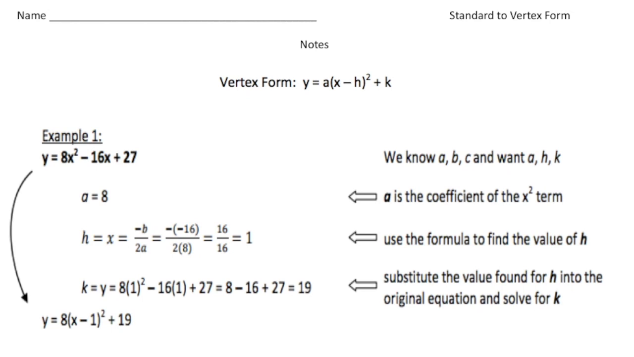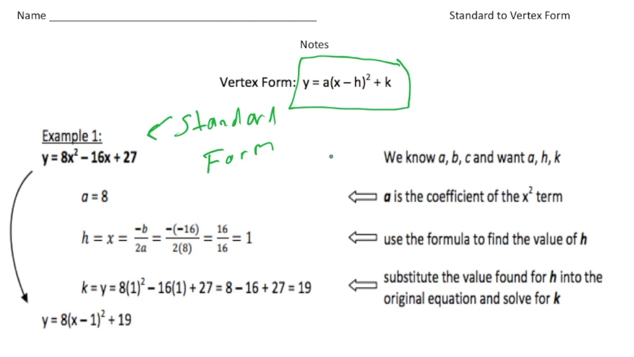Here we have the equation y equals 8x squared minus 16x plus 27, and this is written in standard form. We want to rewrite this equation so it's in vertex form, and here's the format of vertex form. Over here, we know a, b, and c. The a value is 8, the b value is negative 16, and the c value is 27. When it's in standard form, that's pretty easy to figure out.